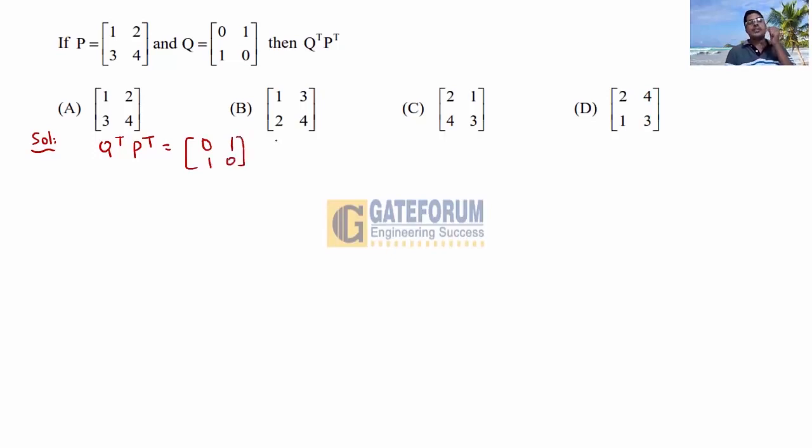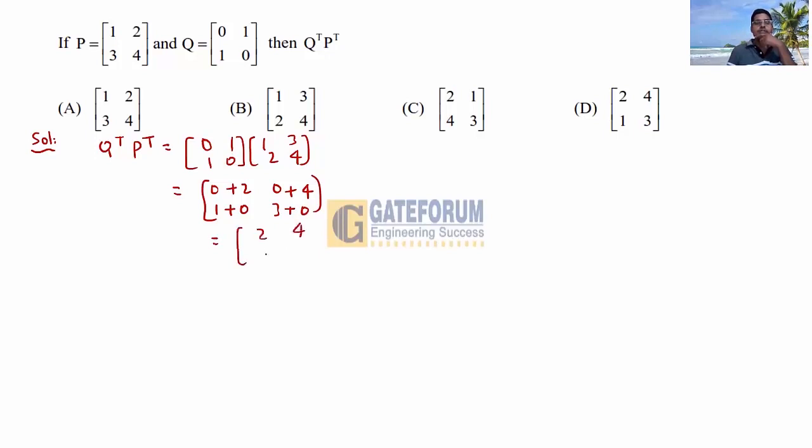Q is nothing but Q transpose. So this is also you can say symmetric matrix Q. P transpose is 1, 3, 2, 4. So this simplifies to matrix multiplication. First row into first column, 0 into 1 plus 1 into 2, so 0 plus 2. First row into second column, 0 into 3, 0 plus 1 into 4 is 4. Second row into first column, 1 into 1 plus 0 into 2, 1. Second row into second column, 1 into 3, 3 plus 0 into 4, 3. So this is equal to 2, 4, 1, 3. So the answer is 2, 4, 1, 3. Accordingly, the option is D. This is the end of the question.